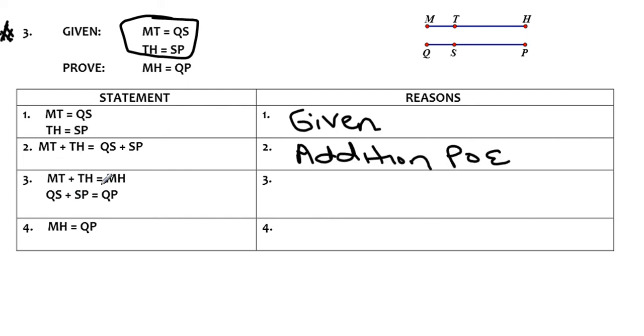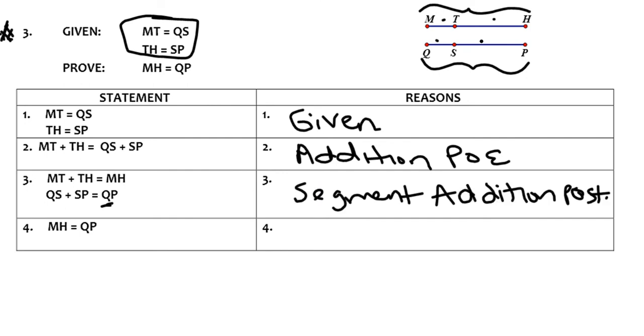Now the next one, this is going to be challenging. We just have that MH, looking at our picture, is equal to MT plus TH. Well, what did we say that was, when the whole segment was equal to the two parts? That's our segment addition. So we're just going to check to make sure this one's correct. QP, the whole length of QP, is made up of QS plus SP. That's our segment addition postulate.